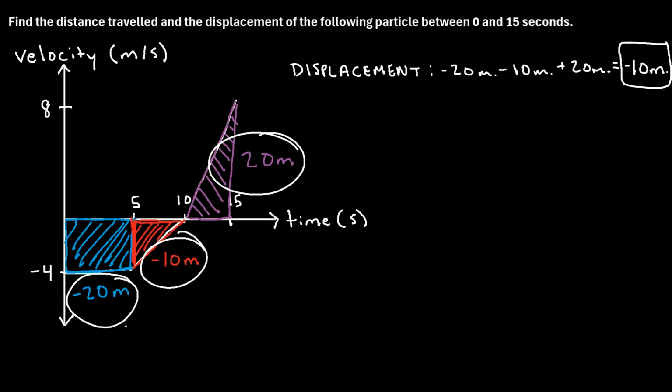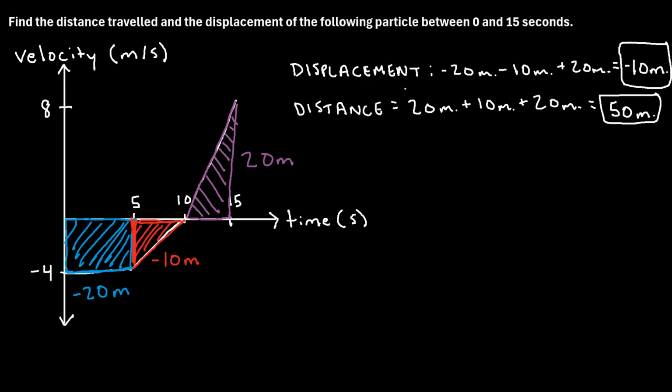So the distance is simply going to be positive 20 plus positive 10 plus positive 20, and that turns out to be 50 meters. So let's write that down. So we would say that the displacement is negative 10 meters and the distance traveled is 50 meters. So that's how you can find distance traveled and displacement when you're given a velocity versus time graph.